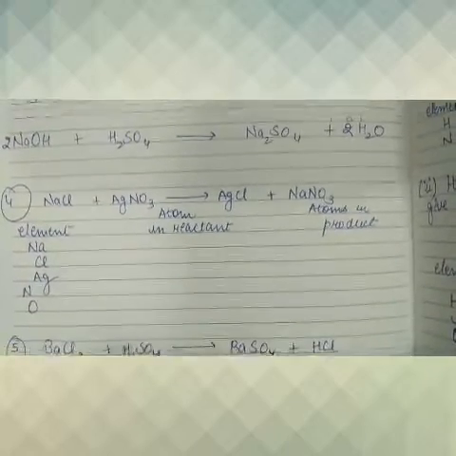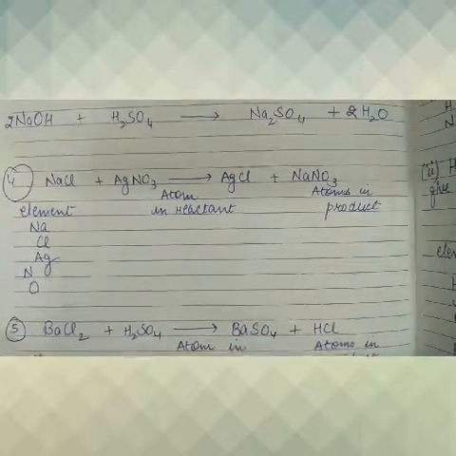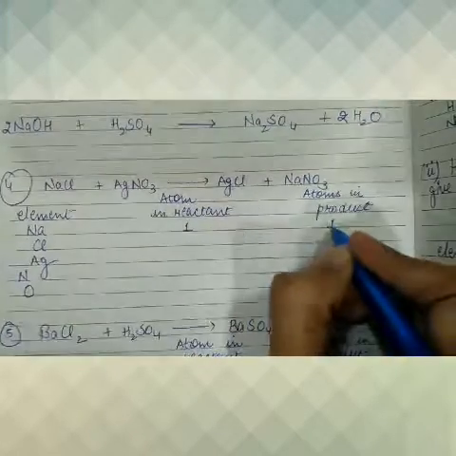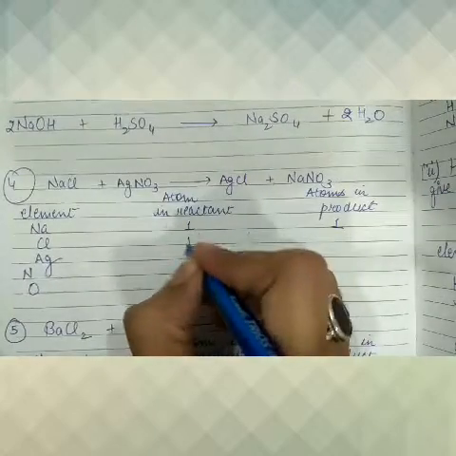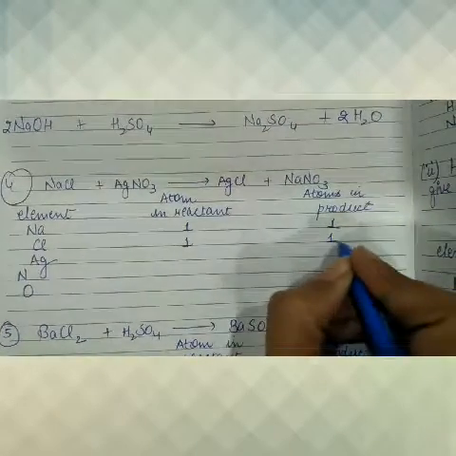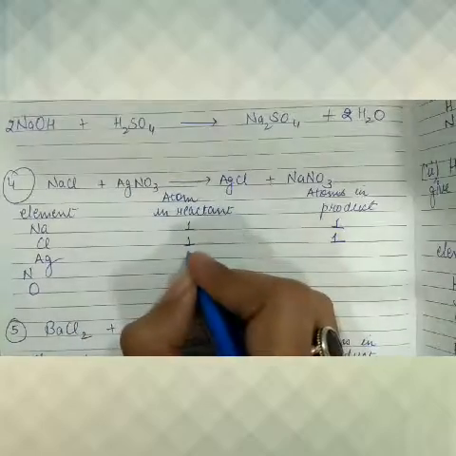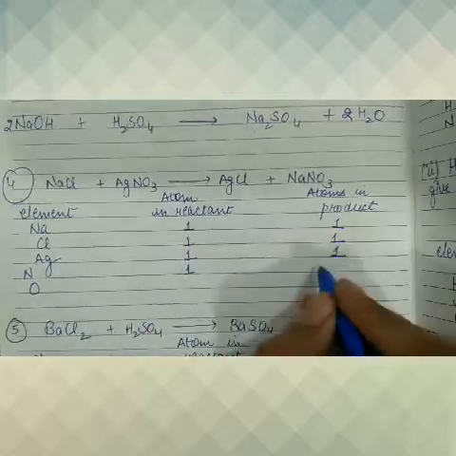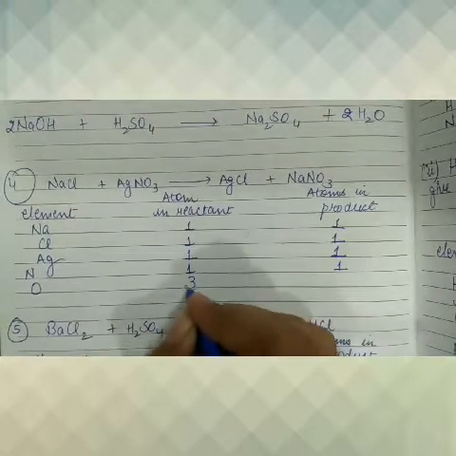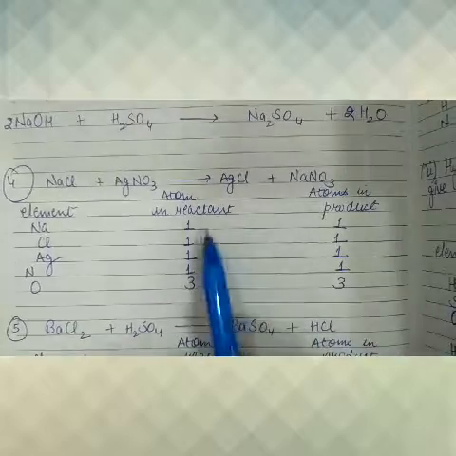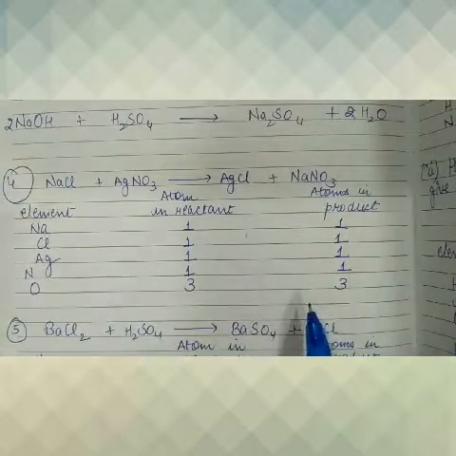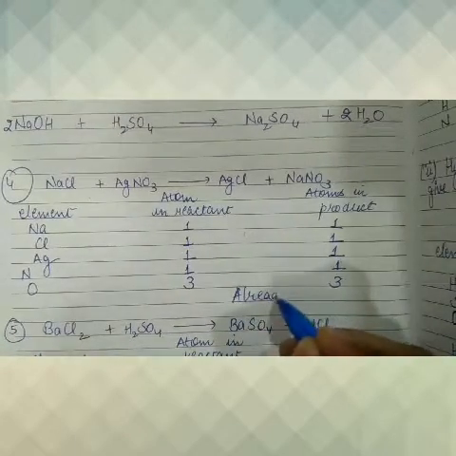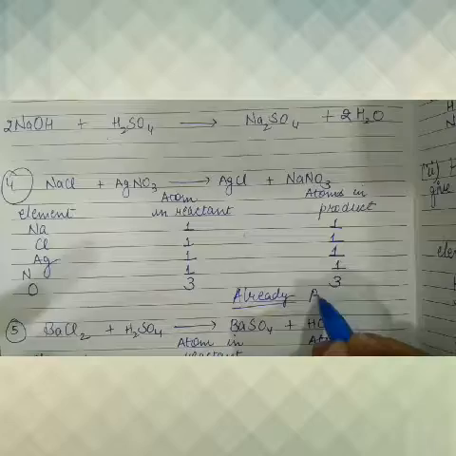Next is NaCl plus AgNO3 gives AgCl plus NaNO3. Number of sodium atoms, both sides is 1, 1. Chlorine atom is 1. Here also the chlorine atom is 1. Silver is 1, again 1. Nitrogen 1, again 1. Oxygen 3, here also 3. See, 1, 1, 1, 1. All atoms are already equal, so it is already a balanced chemical equation. We need not balance it.